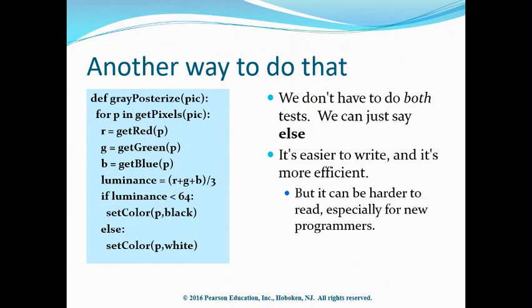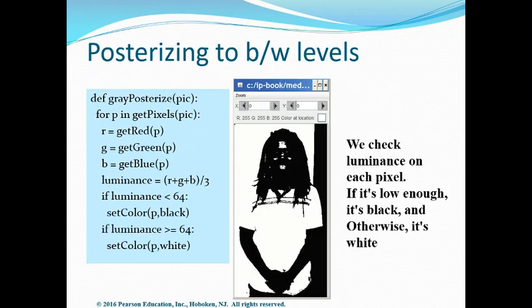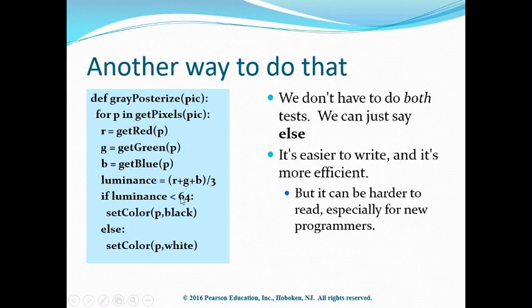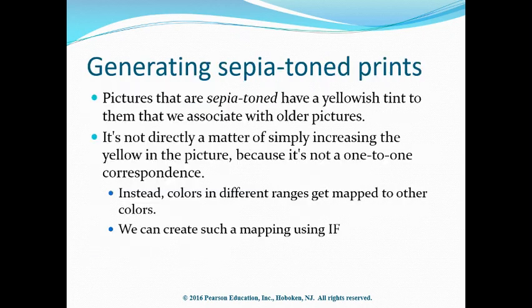Another way to do it, we don't have to do both tests. We can just say else, right? So this is saying if it's less than 64. Well, if it's not less than 64, we know that it's greater than 64, right? So we don't have to say if this or if this. We can say if it's less than 64, do this. Otherwise, or else, do this. It's easier to write and it's definitely more efficient, but it can be harder to read, especially for new programmers.